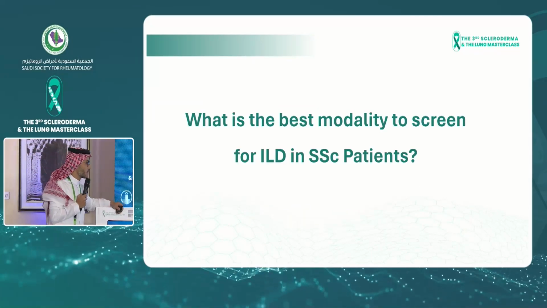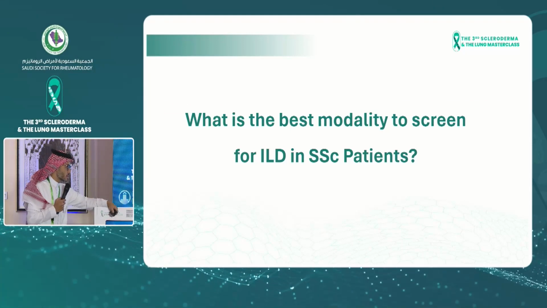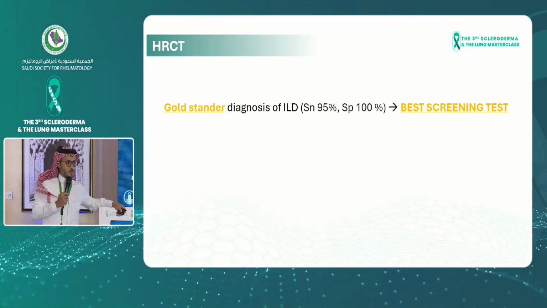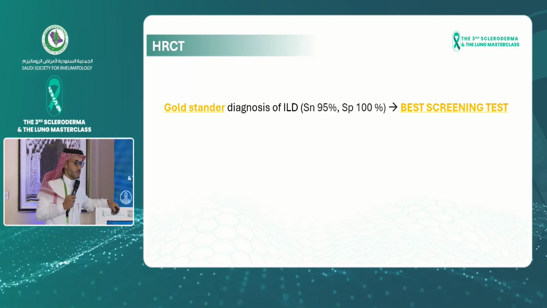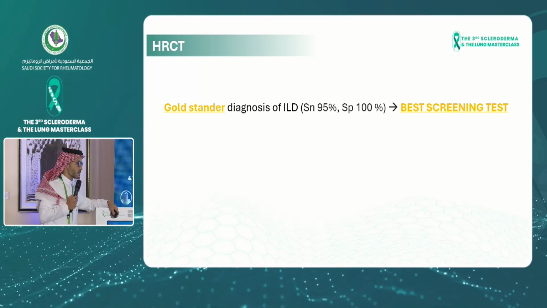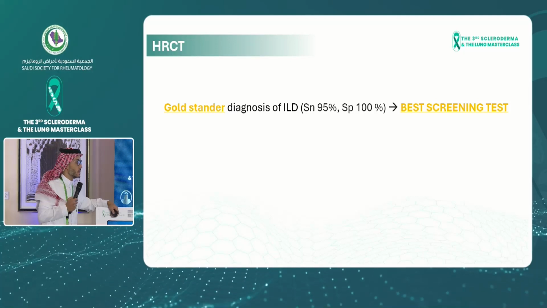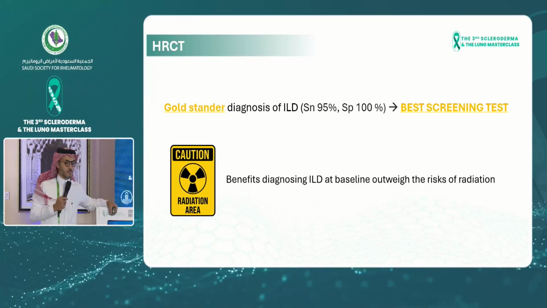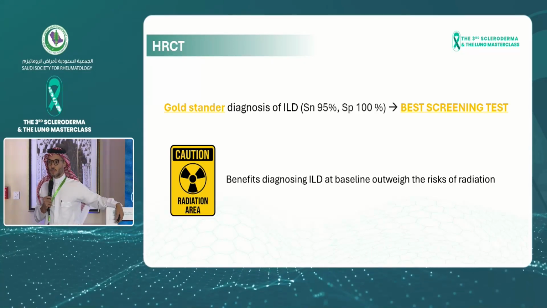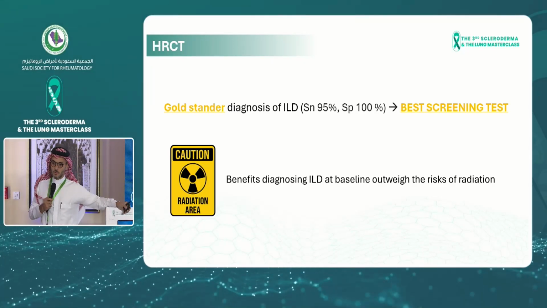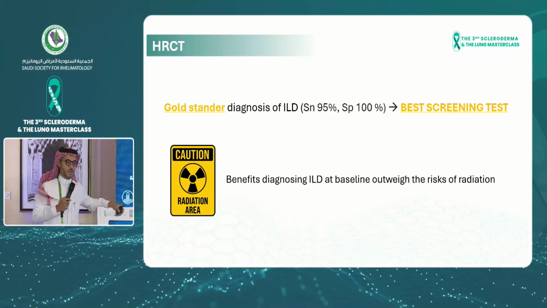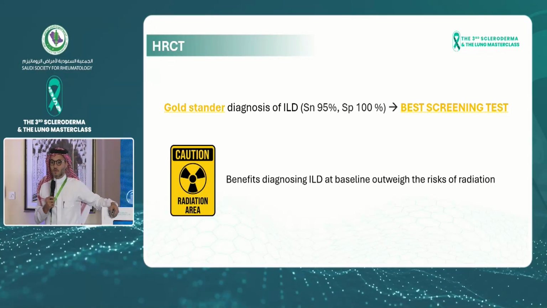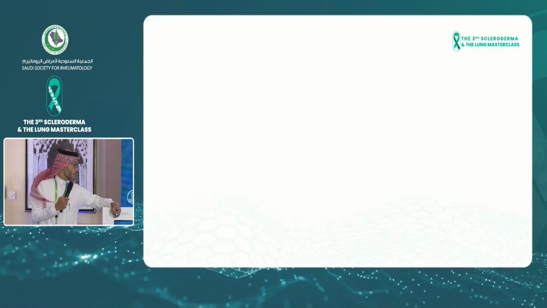So what's the best modality to screen for ILD in systemic sclerosis patients? As I mentioned earlier, you need a test that's highly sensitive and highly specific, and HRCT for the diagnosis of ILD has a sensitivity and specificity of 95 to 100%. So it's going to be your best screening test. However, some might be concerned about the risk of radiation exposure, but as I showed you in the previous slides, with the mortality and morbidity associated with the disease, the benefits would likely outweigh the risk from exposure to radiation.